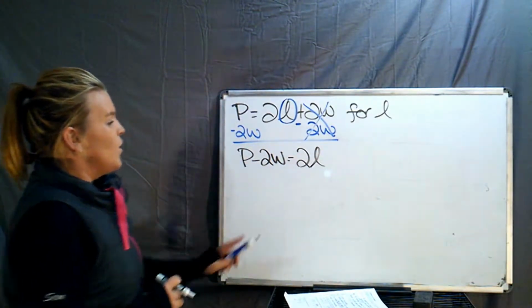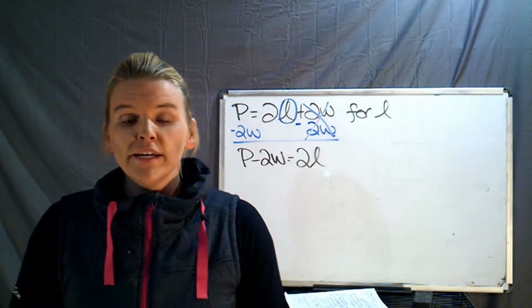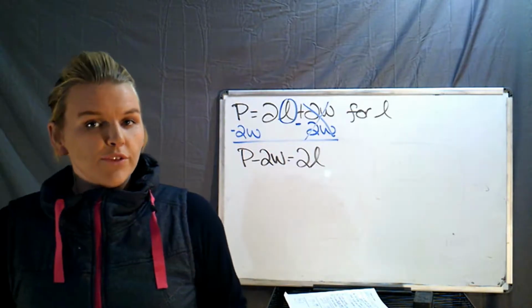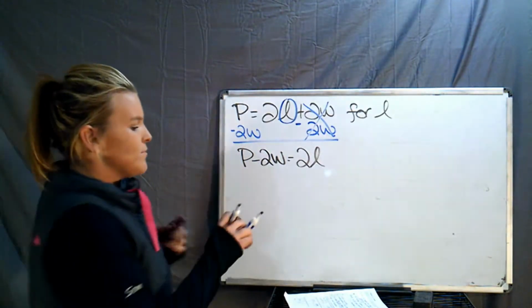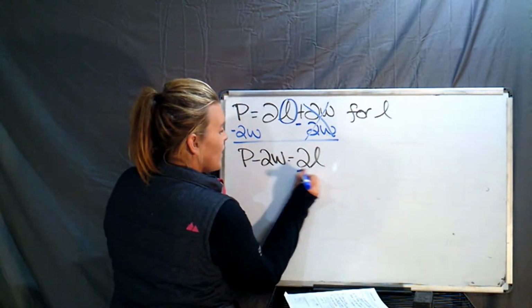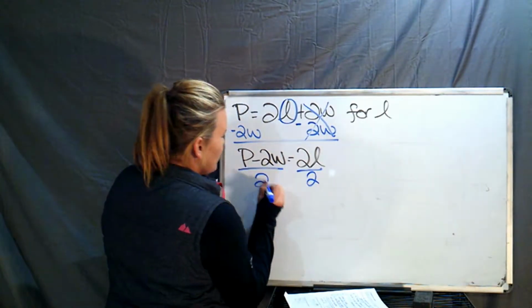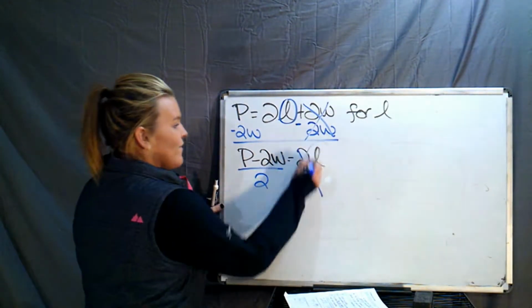Okay? So what is happening to L there yet? It's being multiplied by 2. So what's the inverse of that? Dividing by 2. Let's do that to both sides now. I'm going to divide by 2 over here. I'm going to divide by 2 over here. These cancel out, and I have L by itself.